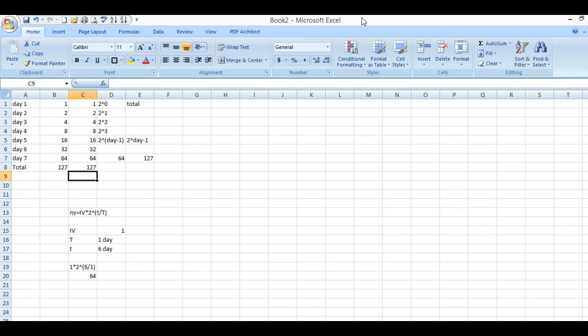So that's several different ways to find the total number of zucchinis for problem number 31. Good luck on your test and the practice exam.